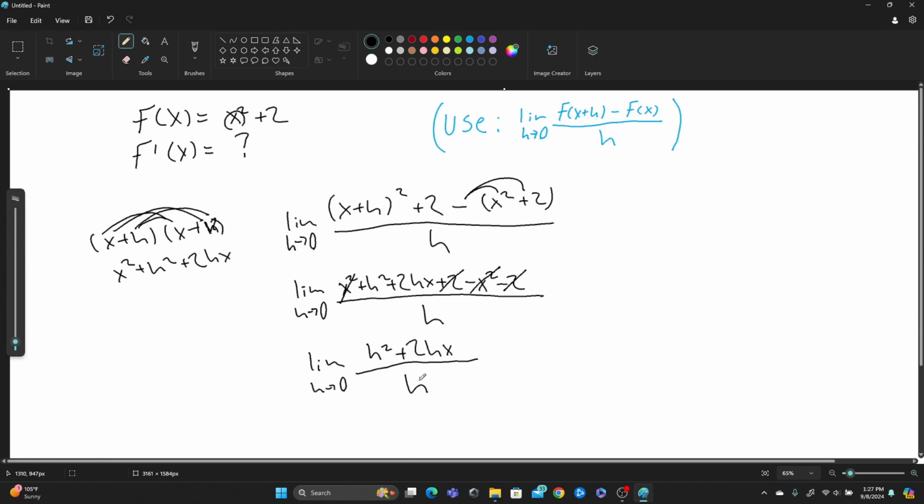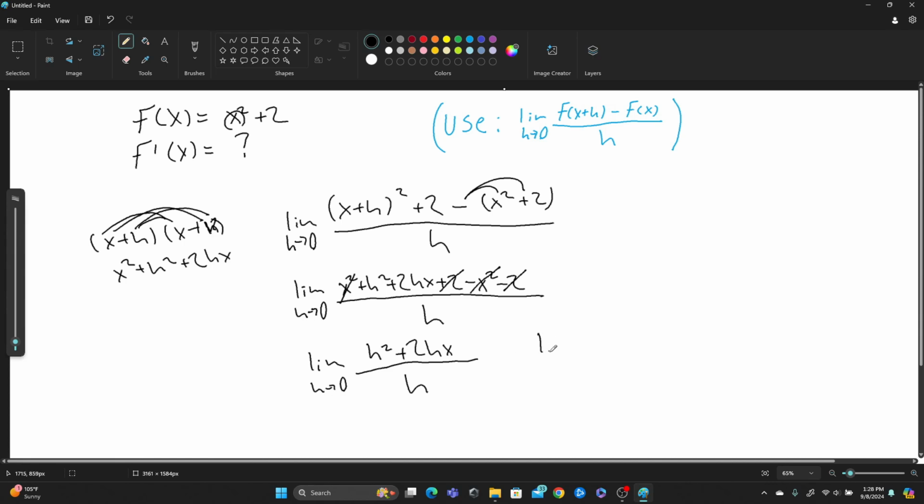Now, if we plug in, let's say we plug in 0 at this step right here, we're going to have 0 squared plus 2 times 0 times x, which is 0, so 0 plus 0 over 0. So we're still going to get 0 over 0. Another thing we can do to simplify this even further is factor out an h from the top and then try to cancel it with this h on the bottom.